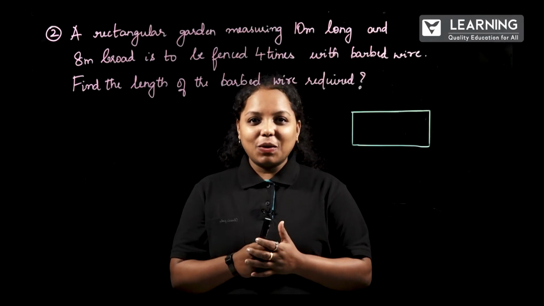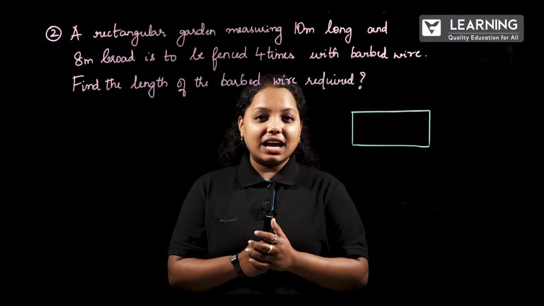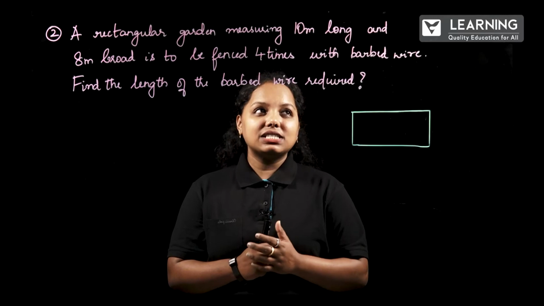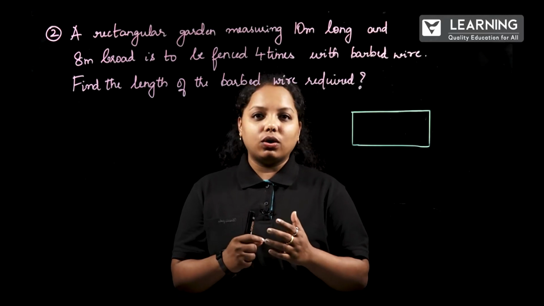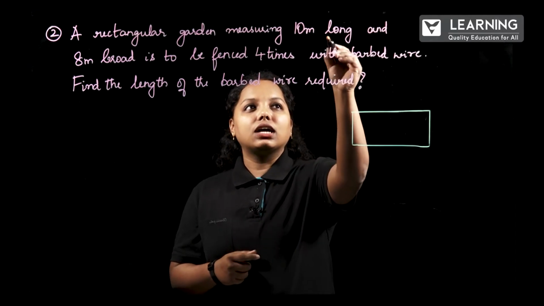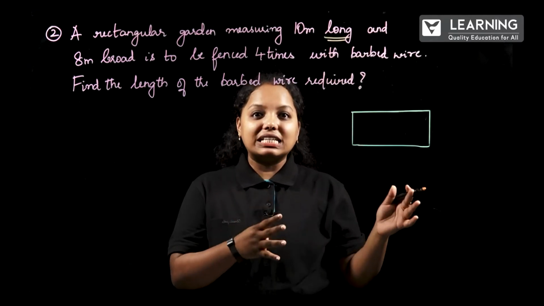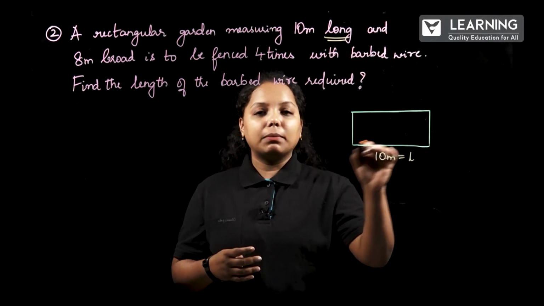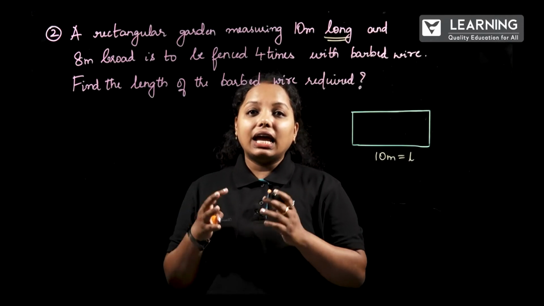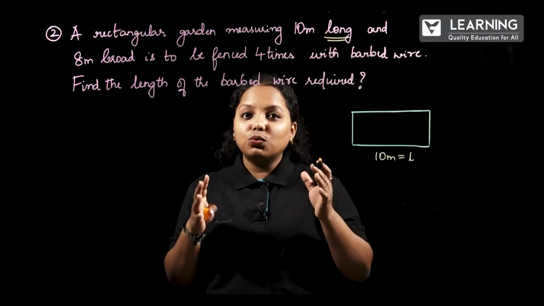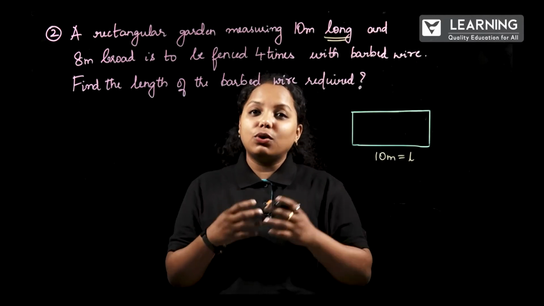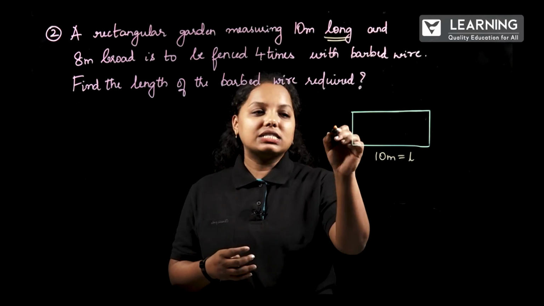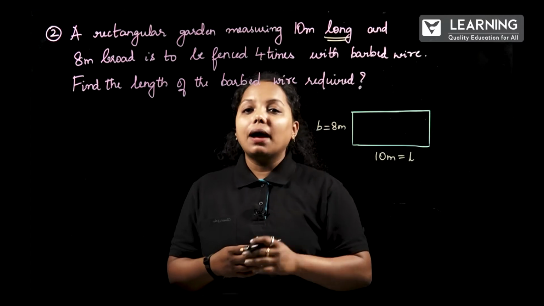Now, the next problem is slightly different. Let us read it. A rectangular garden measuring 10 meters long and 8 meters broad. From this itself you can understand that long is nothing but length. So, this is 10 meters, which is nothing but length. How about the next one? 8 meters broad. Broad means width. Width is another word for breadth. So, this portion is broad, that is 8 meters, which is nothing but breadth.